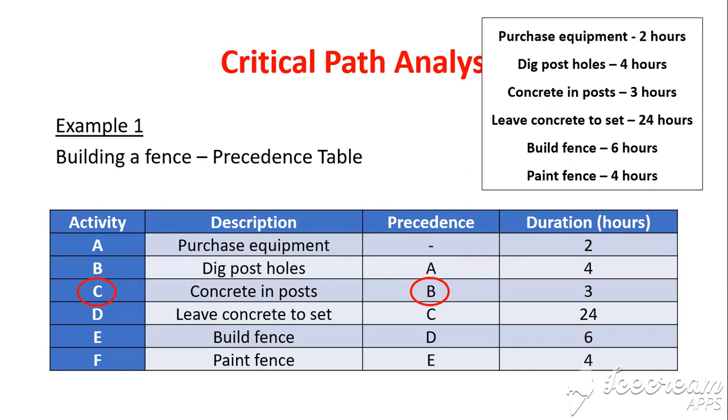Activity C requires activity B to be done beforehand. We have to dig the post holes before we can concrete in the posts. Activity D, we must complete activity C beforehand. We must concrete in the posts before we leave the concrete to set, and so on and so on. So the precedence column tells us what activities need to be done before we do each of the activities.